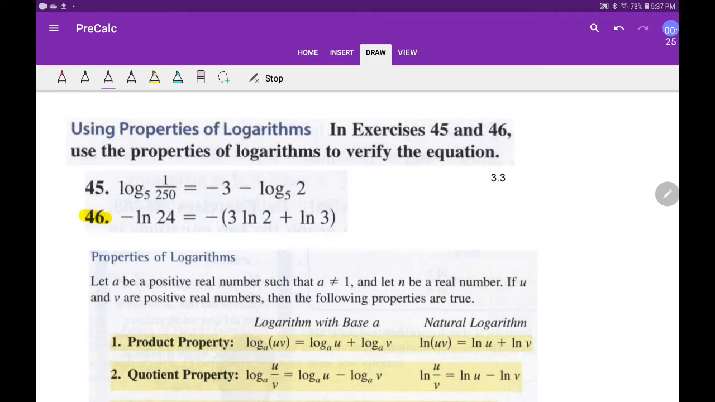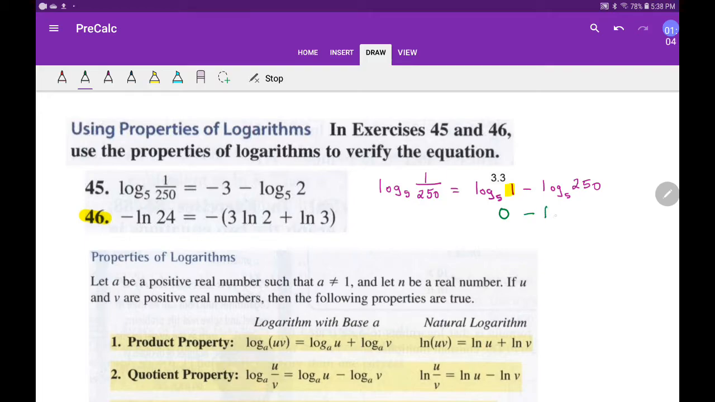So let's see, I look at the quotient property and it says that I can write the log base 5 of 1 over 250 as, it's the same thing as log base 5 of 1 minus log base 5 of 250. So my desired result is 1, and the logarithm is an exponent. What exponent do I give 5 to make 1? Well, it's 0. So this is a 0 here.